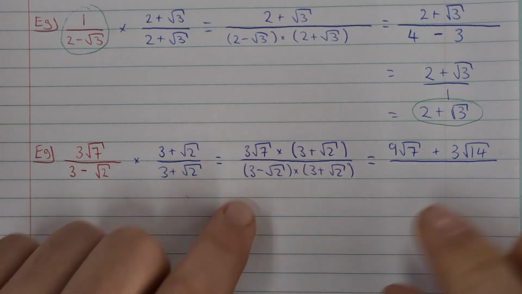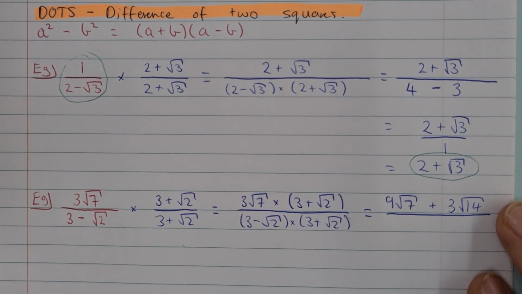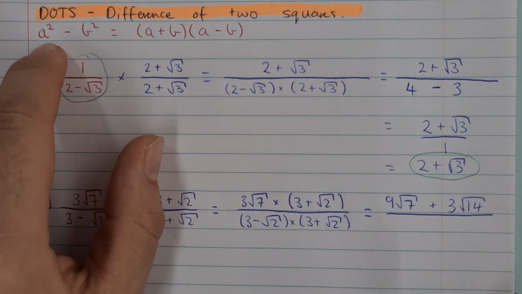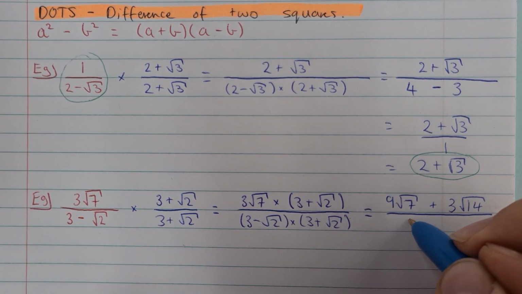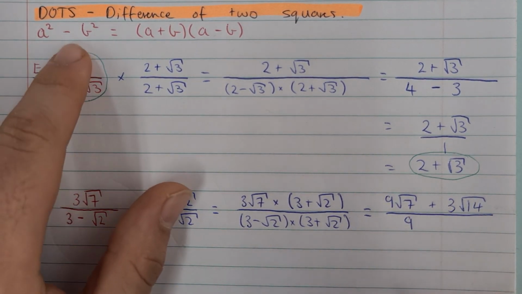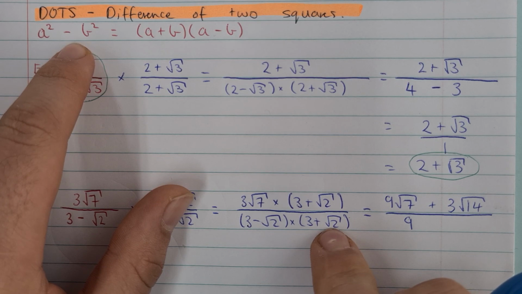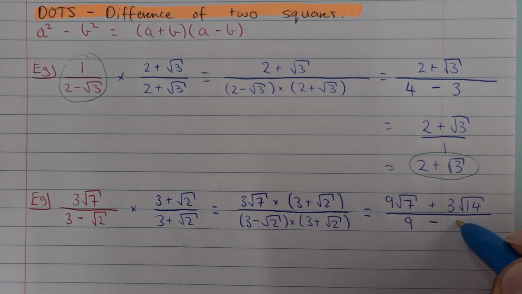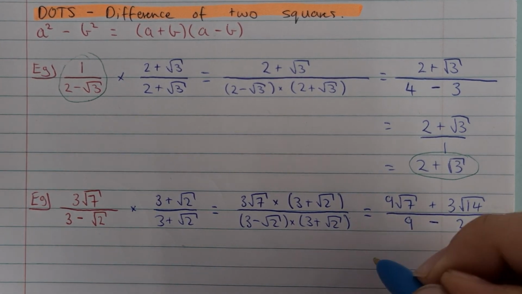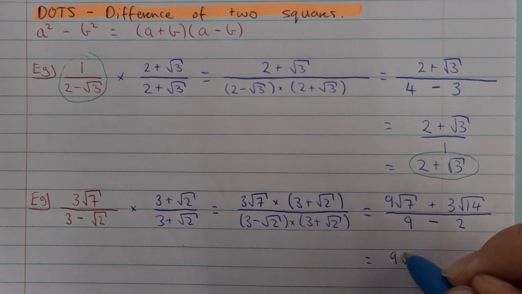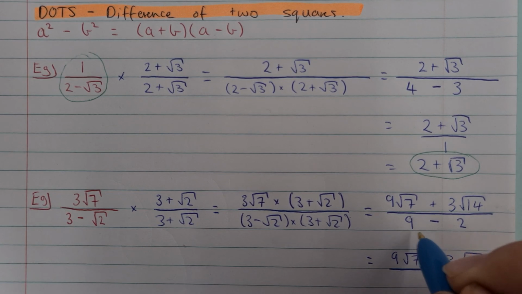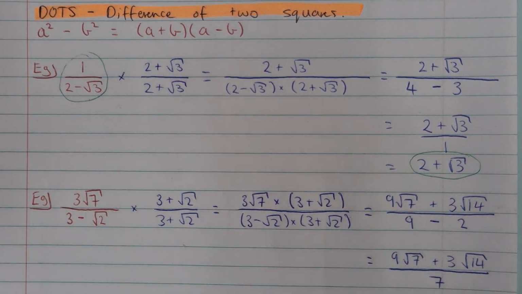So this would be, if we check out our difference of two squares equation again, 3 is our a, so we've got a squared, so 3 squared is 9, and we minus b squared. b is root 2, so root 2 squared is just 2, so it's minus 2. Now we can simplify that. We've got 9 root 7 plus 3 root 14 as our numerator, all over 9 minus 2, which is 7.